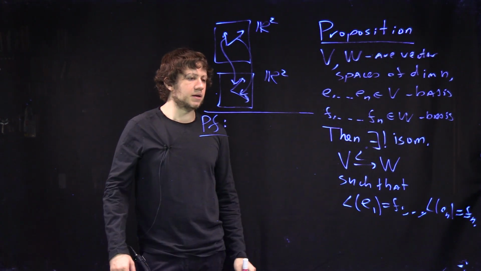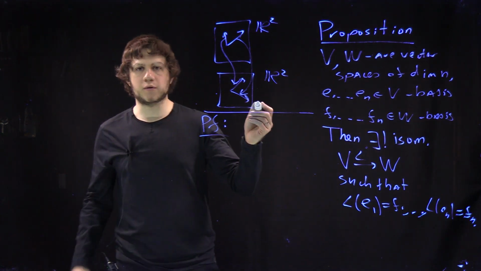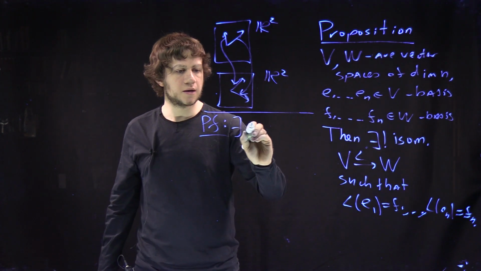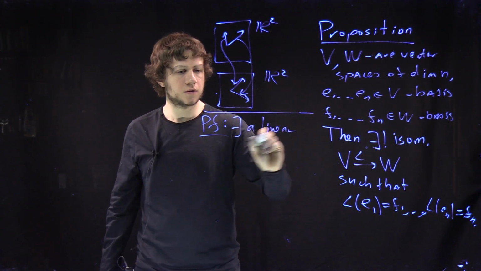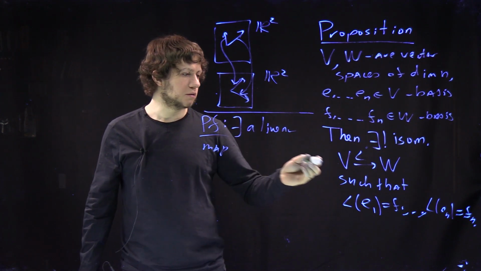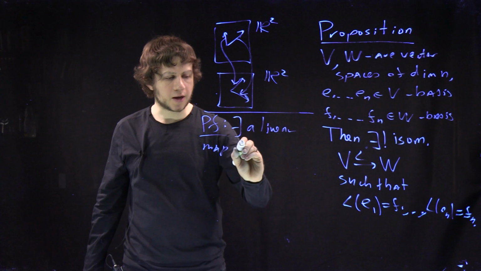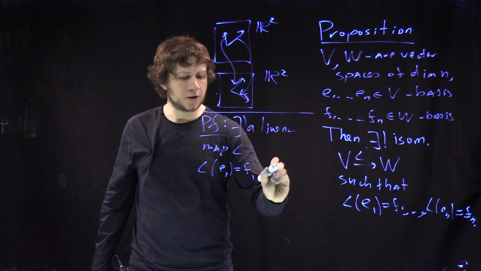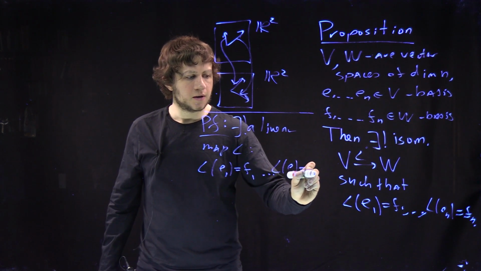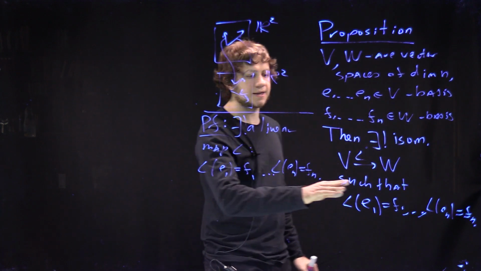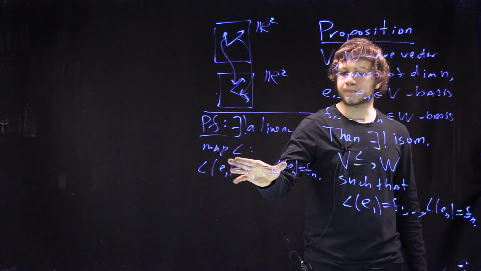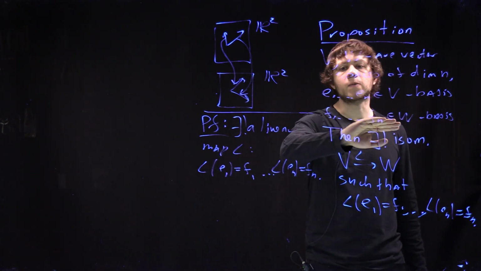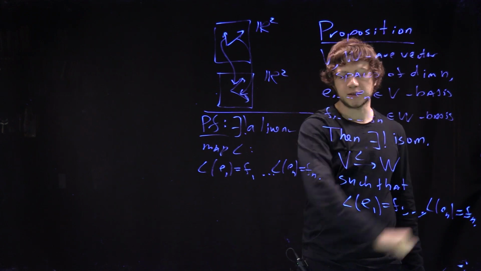And how do we do that? Remember from the previous part of the lecture, there exists a linear map, let's call it L, such that L of E1 equals F1, unique, and so on, L of En equals Fn. And here we have used only the fact that E1 up to En is a basis. We have never used the fact that F1 up to Fn is a basis.